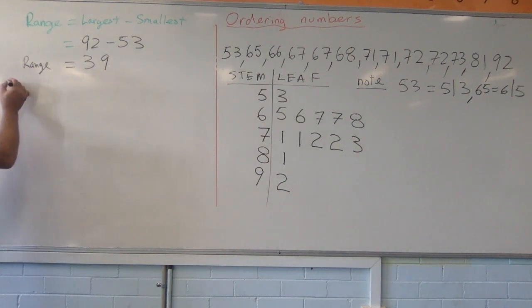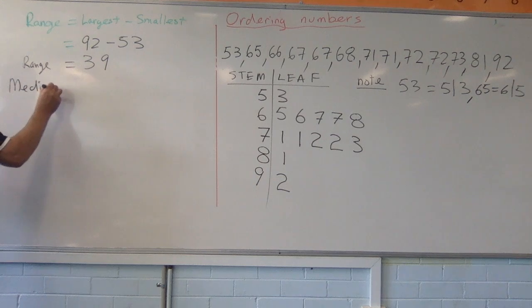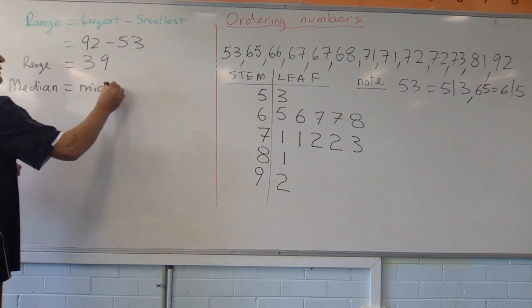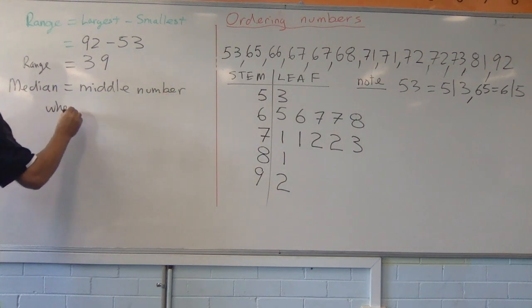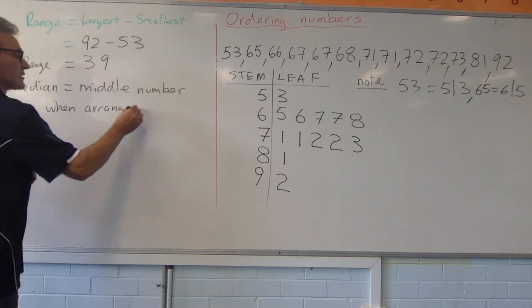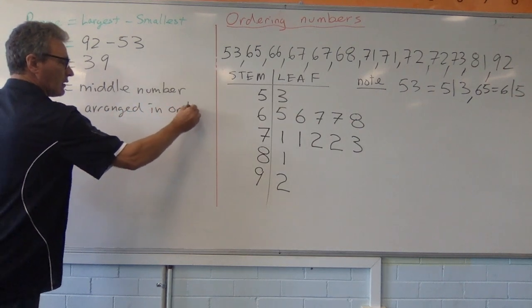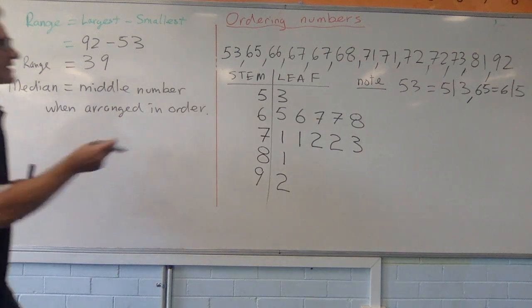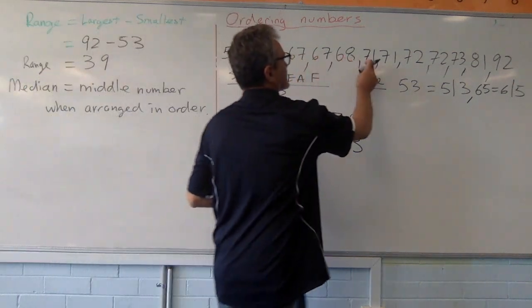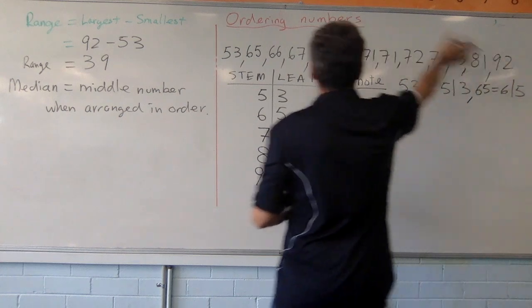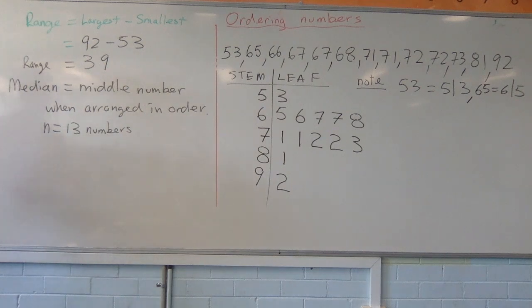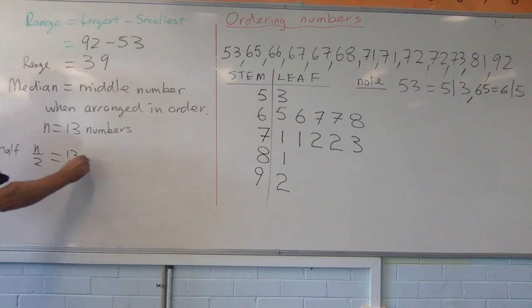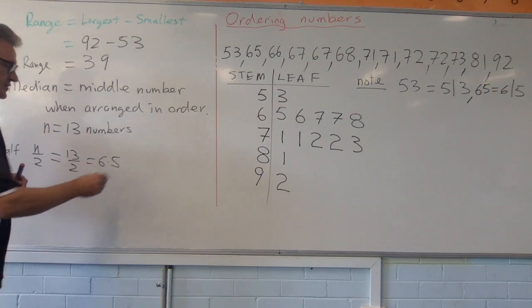This is an interesting thing. The median equals the middle number or position when arranged in order. Let's count the numbers again, because if we get 1, 2, 3, 4, 5, 6, 7, 8, 9, 10, 11, 12, 13. We've got to find the middle of this data. So n equals 13 numbers. What I do is look at n over 2, half. 13 over 2 becomes 6.5. Between 6 and 7.